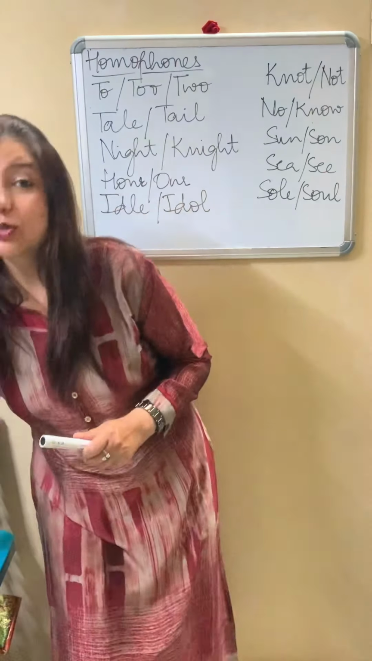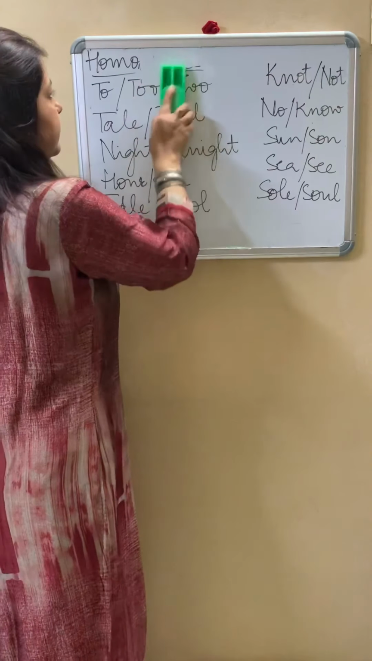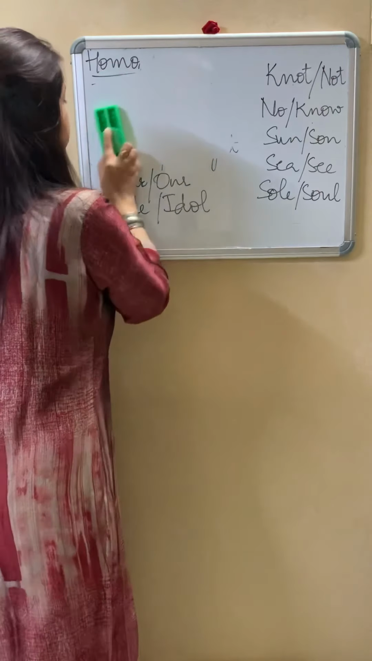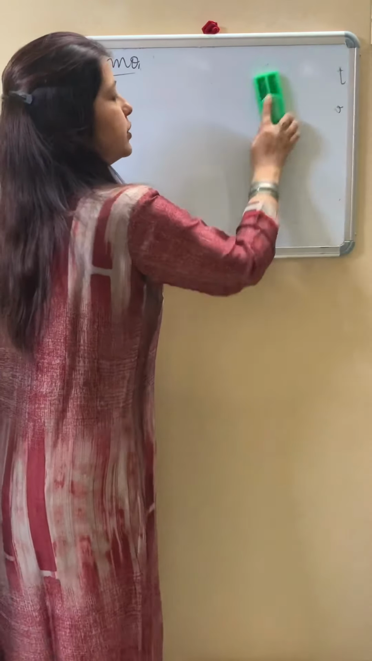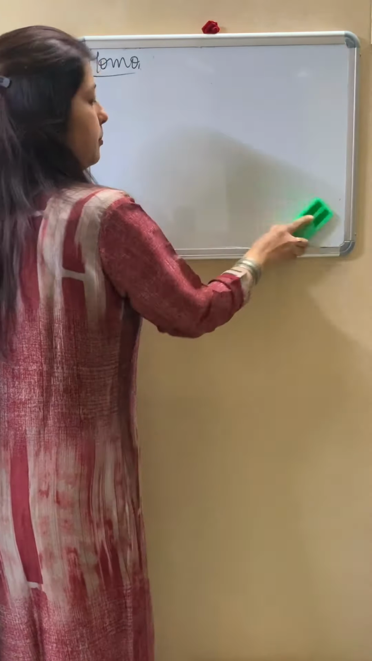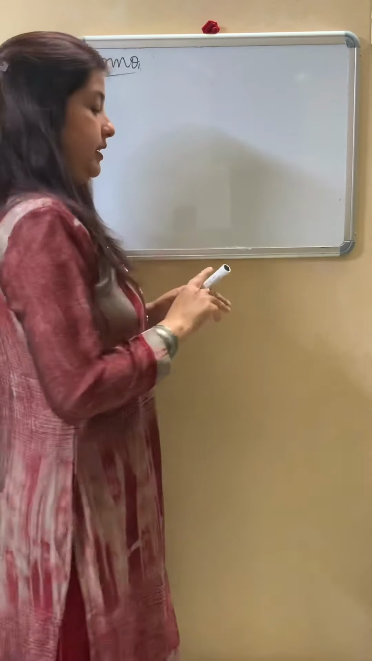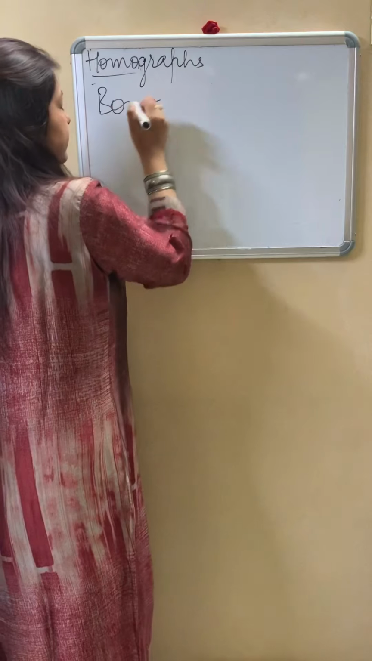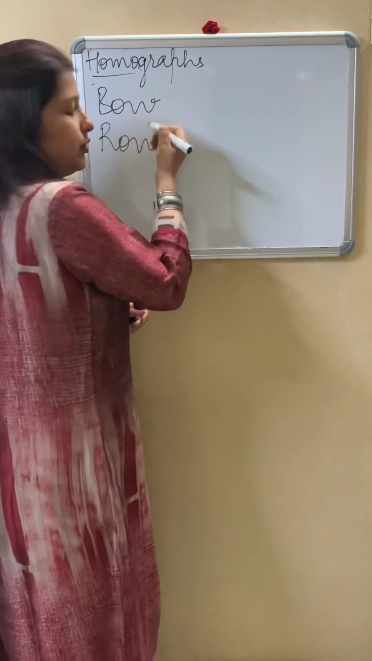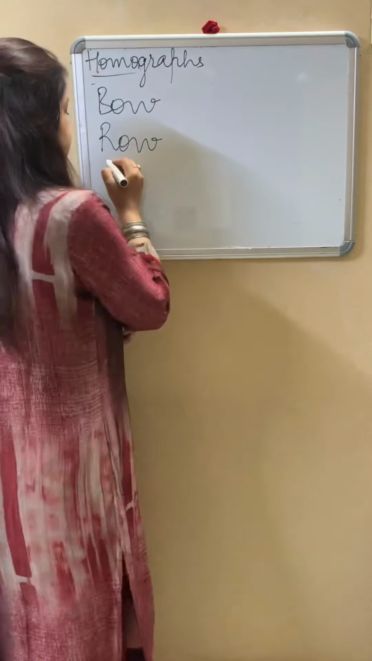Let us now come to the examples of homographs. Okay, so homographs, I would repeat, are the words which are spelled similarly but they are different in their pronunciation. Homographs. Now, how will you pronounce these? Yes, we can pronounce these words in two ways.